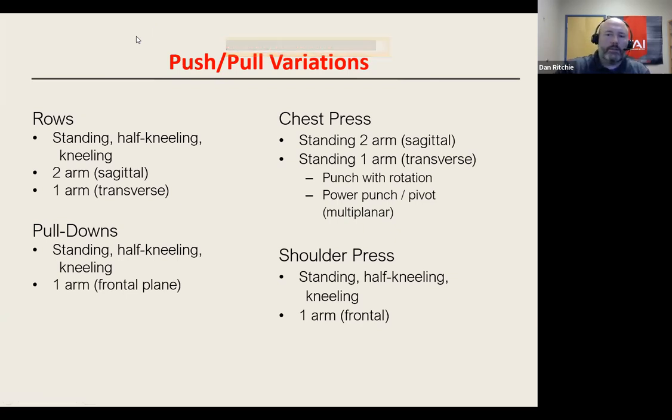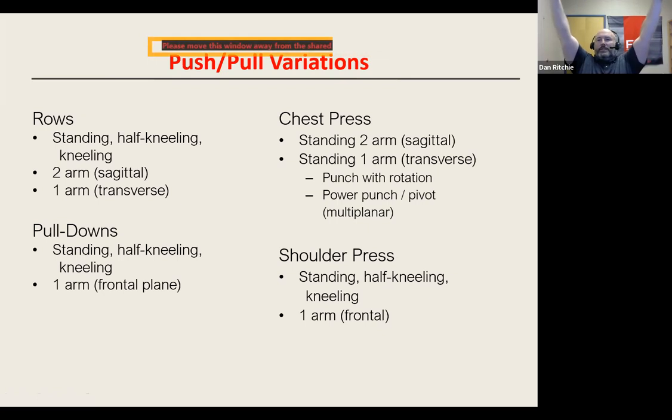Basically, pull downs are really similar to rows, except now we're anchored up overhead. So typically we're going to need a resistance band setup or a cable column setup that's overhead to allow us to do pull downs. Okay. Again, all the same different stances, single arm, double arm, reciprocating arms, all of it.